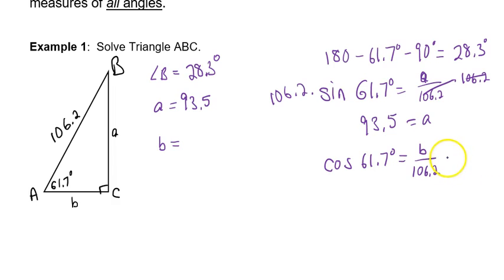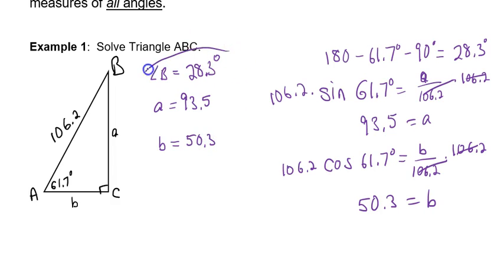Again, I have a situation where I need to get rid of a fraction, so I'm going to multiply by the denominator. These are going to cancel out and leave me with B. I just have to plug this left-hand side into my calculator and get 50.3. So 50.3 for side B. And that completes everything I needed to find out about that triangle to solve triangle ABC.